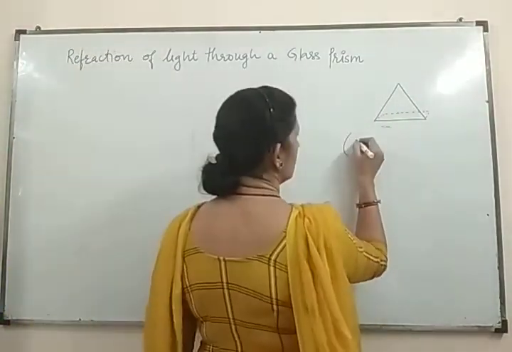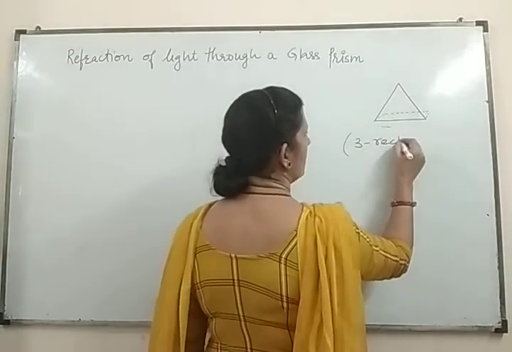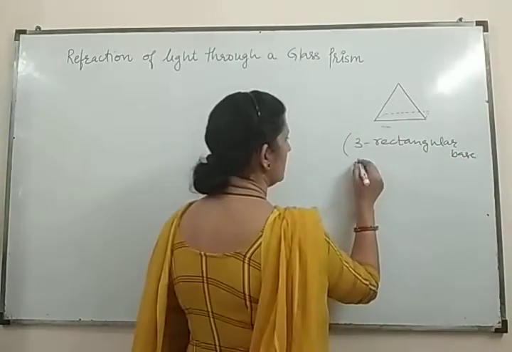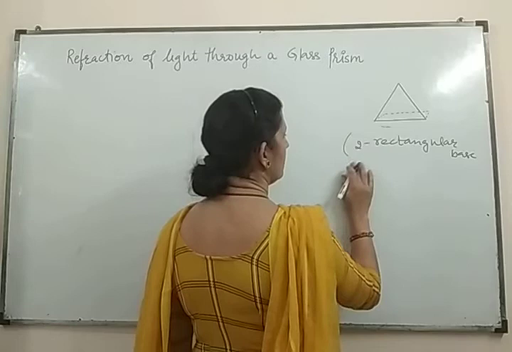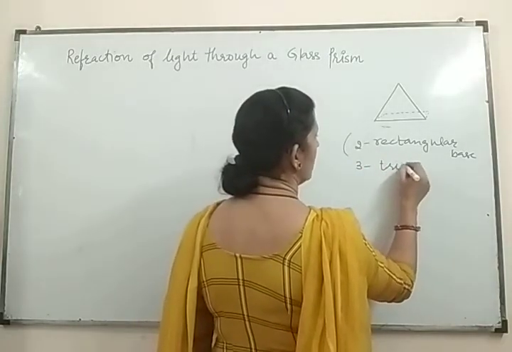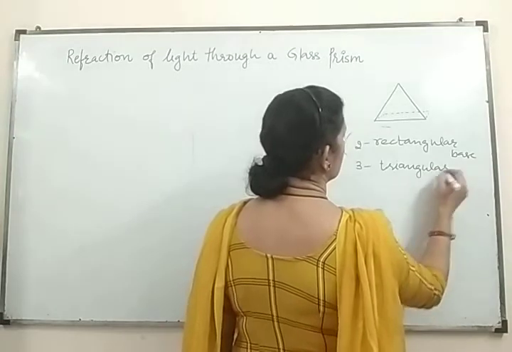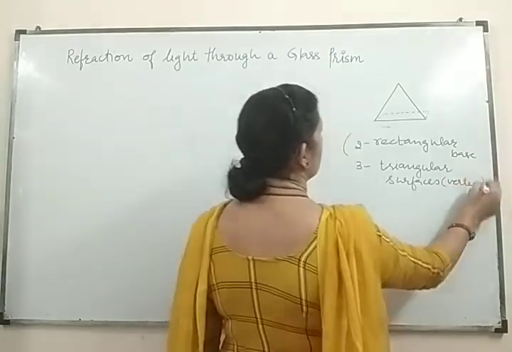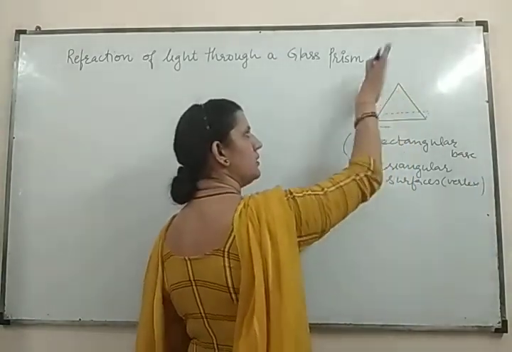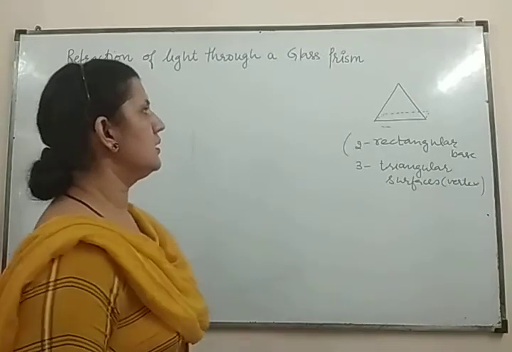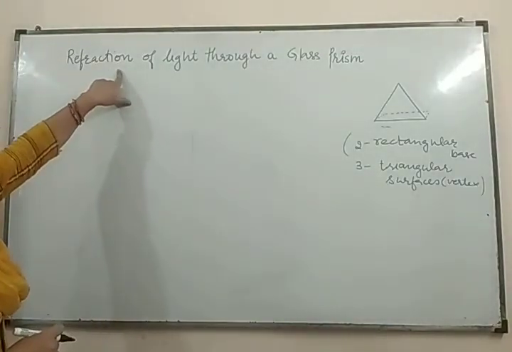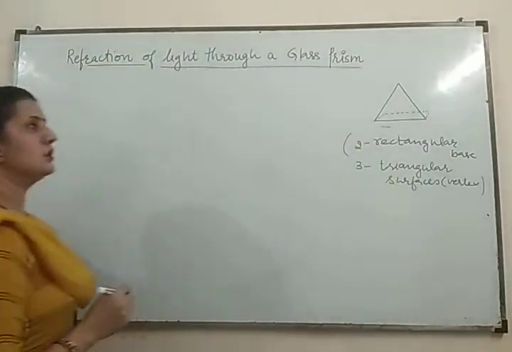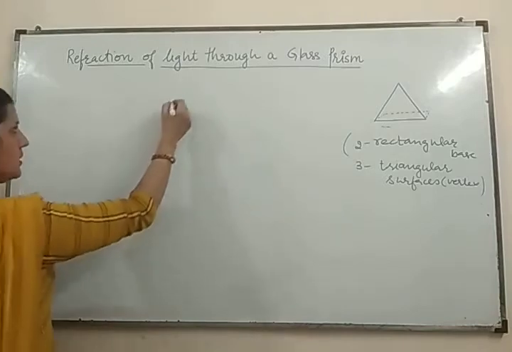So a triangular prism has two triangular bases and three rectangular surfaces, or you can say faces, this one and the back side one. The three rectangular faces are there. So for the refraction of light through a glass prism, you have seen the refraction through a glass slab. Now what is the basic difference?